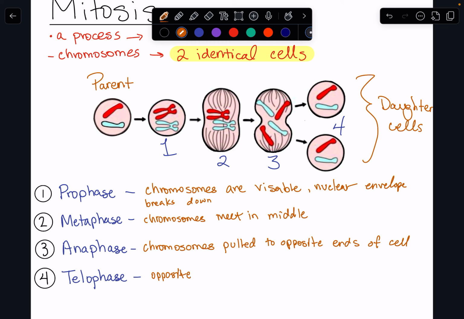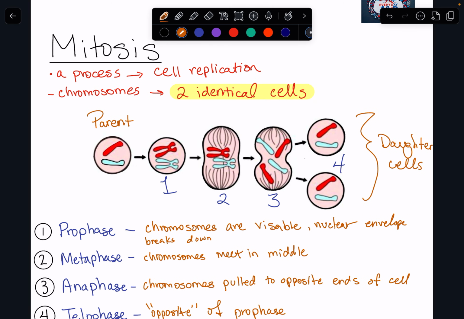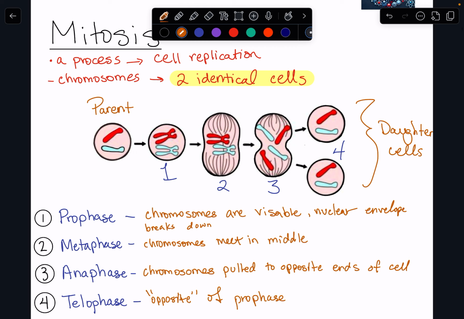And lastly, we have phase number four, which is called telophase. In telophase, what we're doing is basically the opposite of what happened in prophase. So now our chromosomes are going to arrive and they're going to decondense. Our nuclear envelope is going to build back up again, and we're going to look more like a specific individual cell. So it's not exact, but it's close to the opposite of prophase.